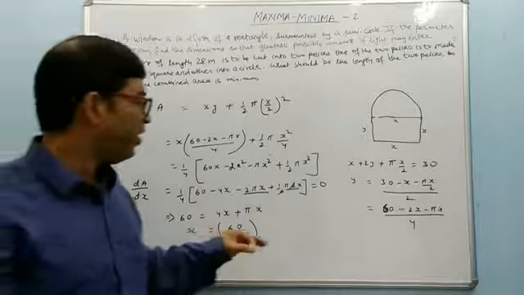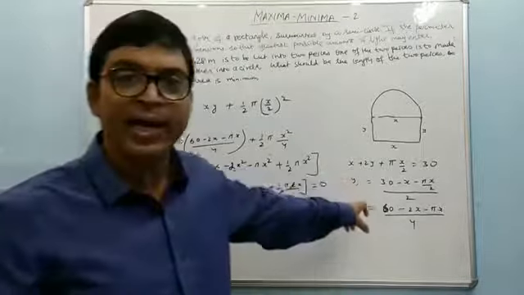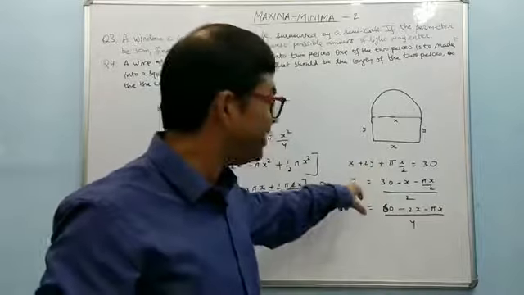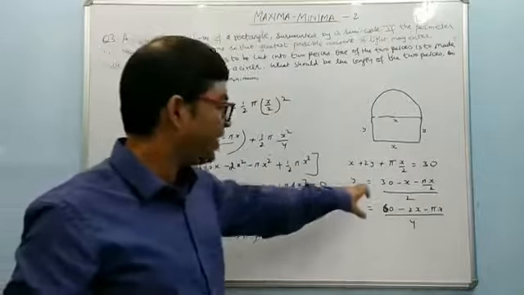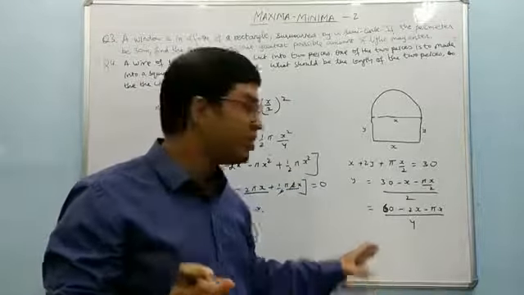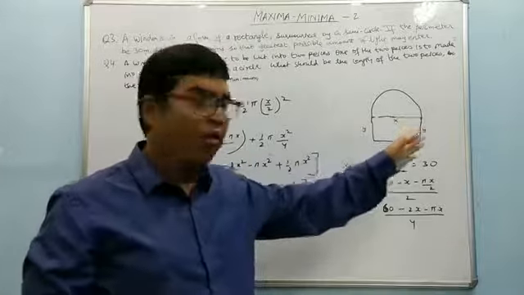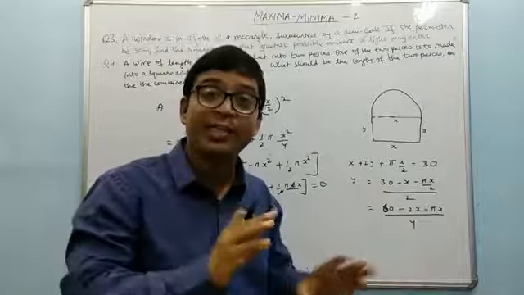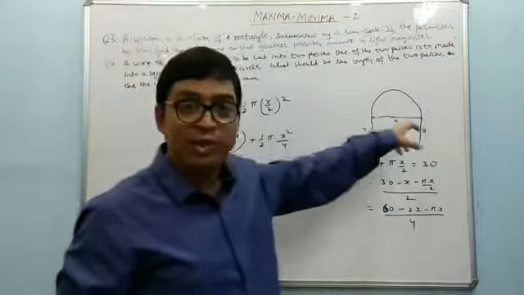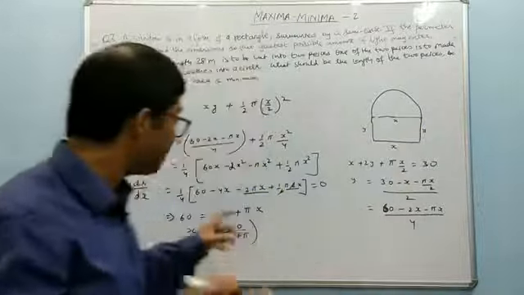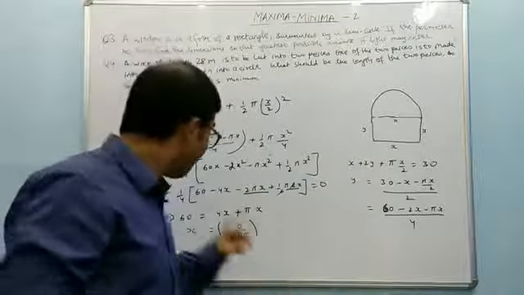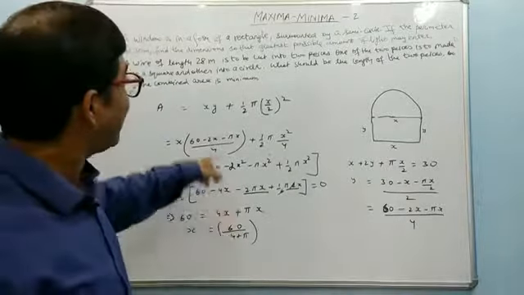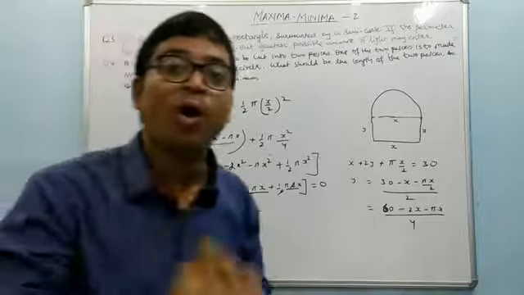So we got the value of x, and we can get the value of y very easily by just putting the value of x here. We got the dimensions of the window, x and y, because dimensions are being dealt with x and y only. Radius is also in terms of x, so we'll get all the dimensions. One thing we have to prove is whether at this value of x the area is maximum or not.